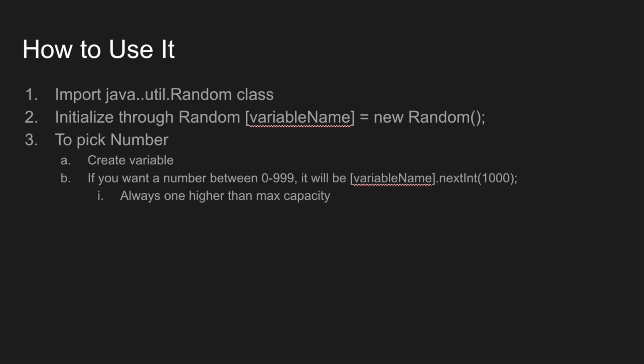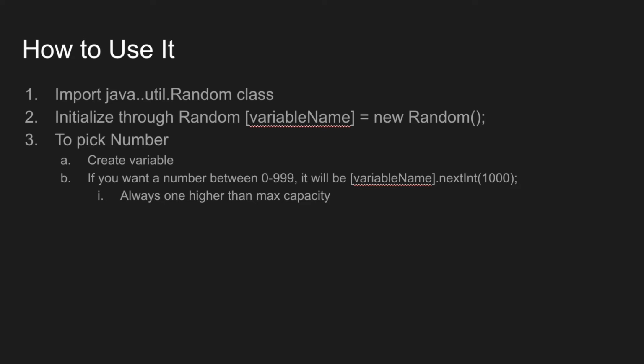And how to use it. First, you have to import the java.util.Random class into your Java file. Then you have to initialize it through Random, your variable name equals new Random. This is almost like the Scanner video that we showed, where you have to initialize it, and this is basically the same concept.